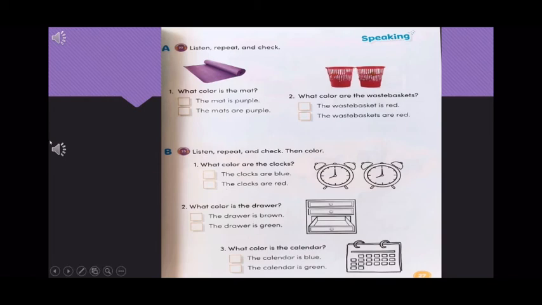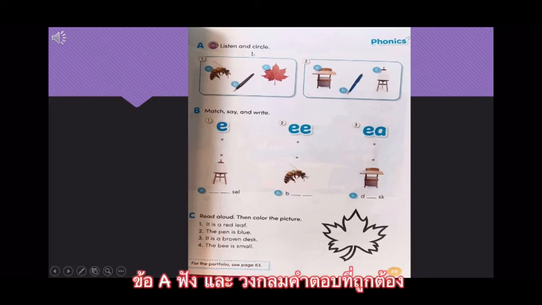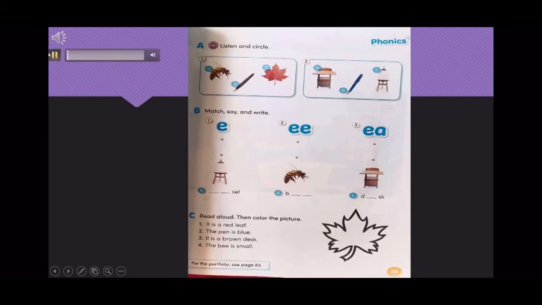All right. Okay, so you have to color this picture according to the answers. All right. Okay, so I think let's go now to page 29. Let's listen and circle the correct answer. Okay? Listen first. A. Listen and circle.